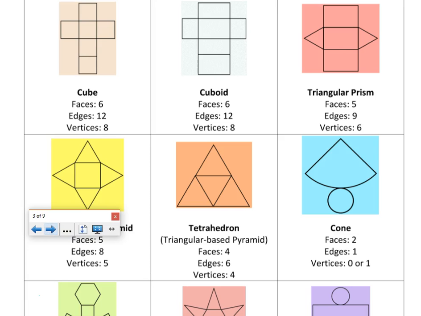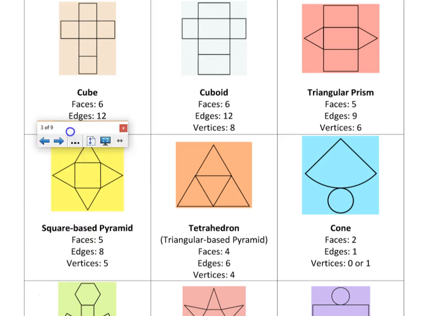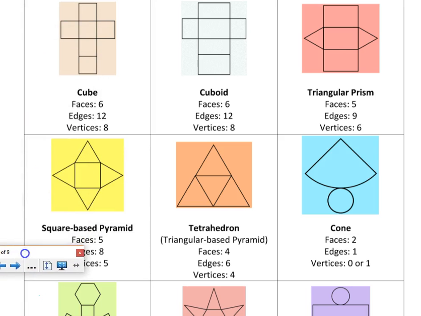So if you flip over to the back of your resource sheet, there are a bunch of examples of nets on there. So this is what a cube looks like when it's opened up. This is what a cuboid looks like when it's opened up. It's another word for rectangular prism. Here was what a triangular prism would look like, the triangular bases. And then these would be your lateral faces.